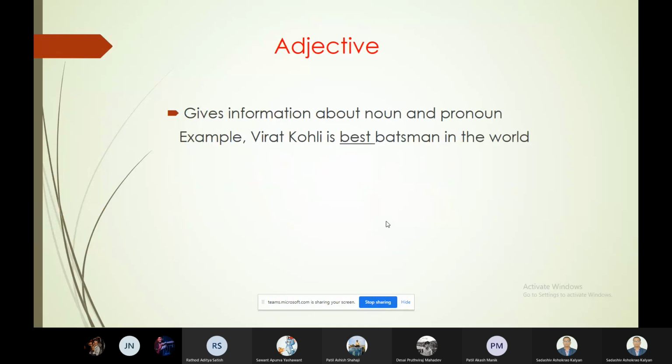Okay, so here I have written one example. Virat Kohli is the best batsman in the world. Here the word best is used as an adjective in this sentence, and this word gives us more and more information about Virat Kohli. So the words that give us more and more information about the noun and the pronoun are called adjectives.